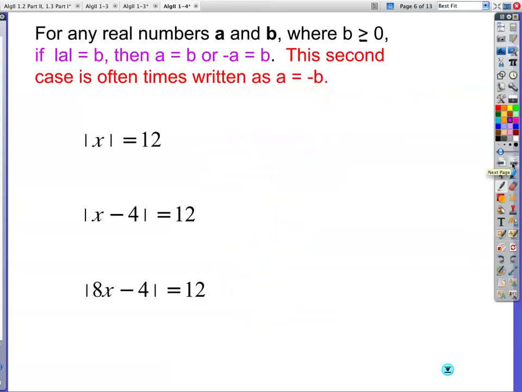All right, example 3. Oh, this isn't example 3 yet. I have some explaining to do. For any real numbers A and B where B is greater than or equal to 0, if the absolute value of A equals B, then A equals B or negative A equals B. The second case oftentimes is written as A equals negative B. Meaning they just divided both sides by negative 1, and you get this A equals negative B thing.